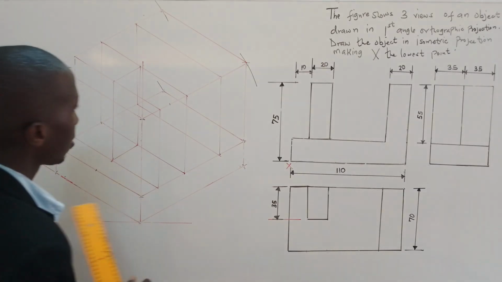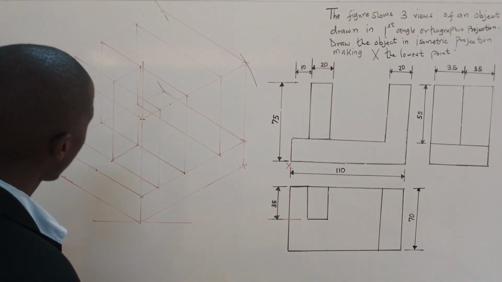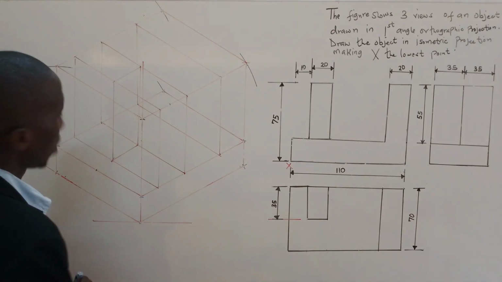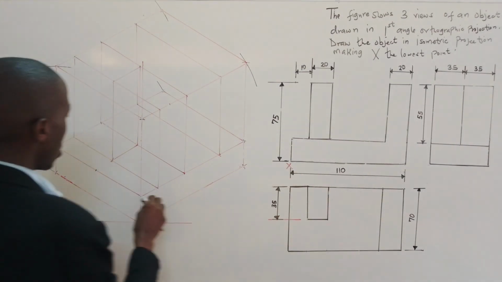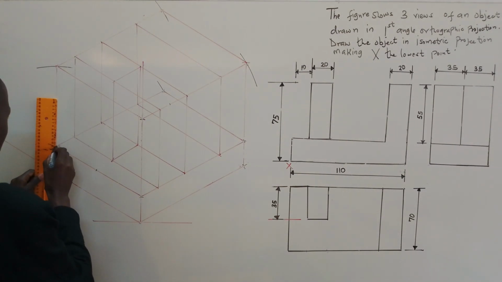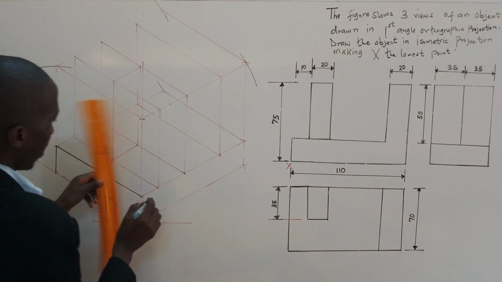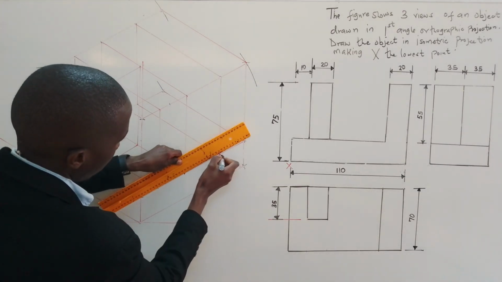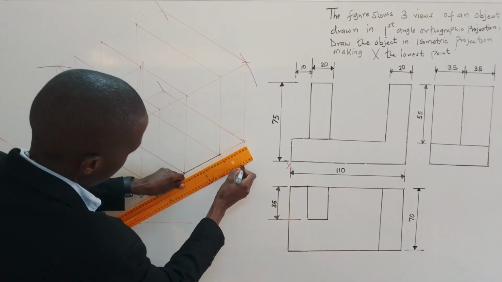Up to there, we can now trace our solution. We can now trace our solution now. So we have this clear surface moving on this side. So it is this side and this side. So we can do a clear outline there. So we have this. Then we have this. Then we have this one.